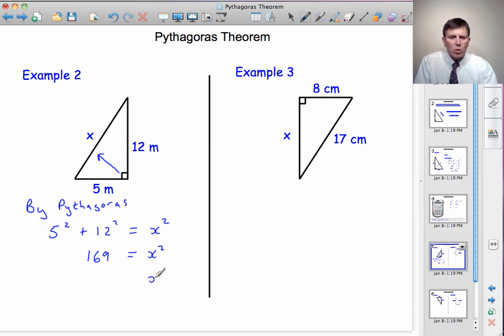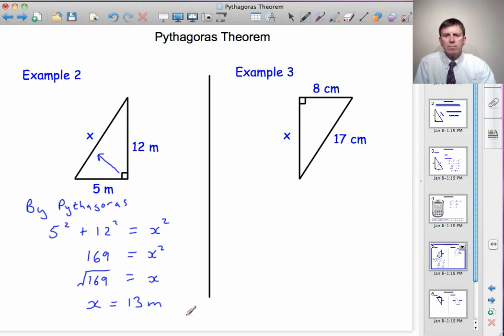And now I want the square root of 169. If x squared is 169, x is the square root of 169. So on this calculator, it's inverse, the square root sign, and up comes 13. So let's write the x on the left for the final answer. x equals 13. What are the units? Well, the two measurements here are in meters, so x will also be in meters.